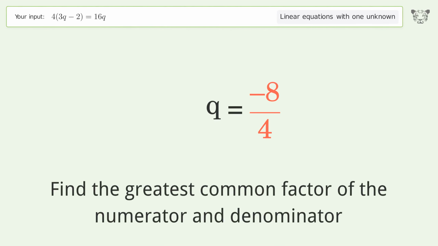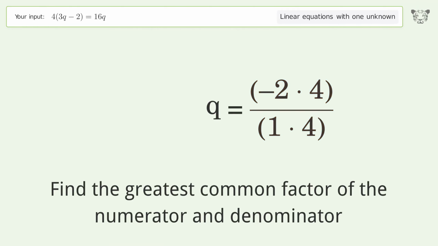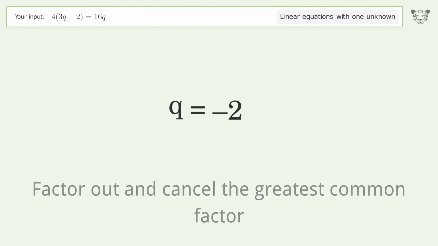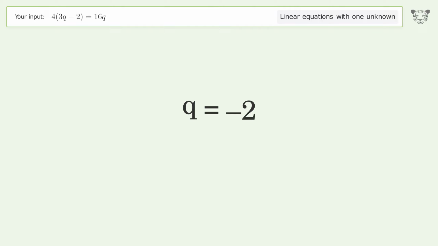Find the greatest common factor of the numerator and denominator. Factor out and cancel the greatest common factor. And so the final result is q equals -2.